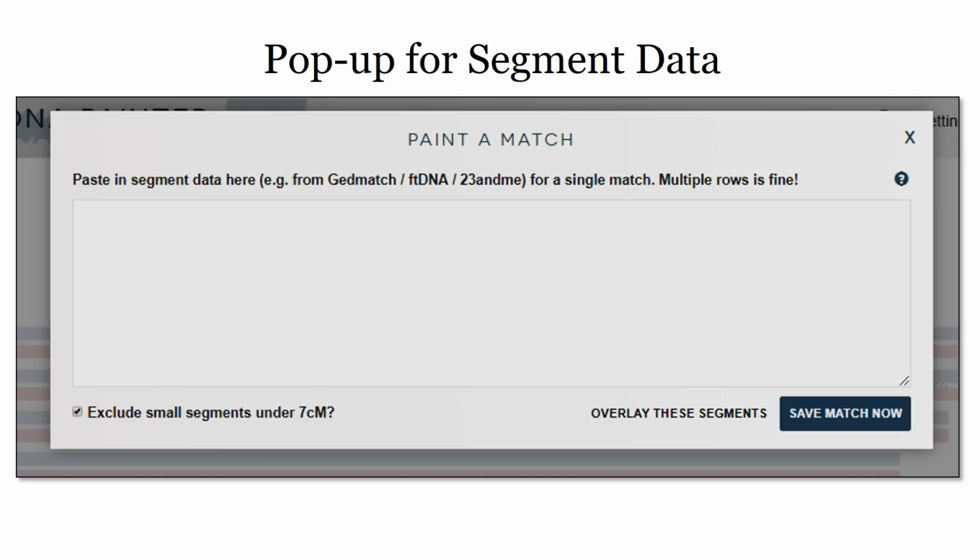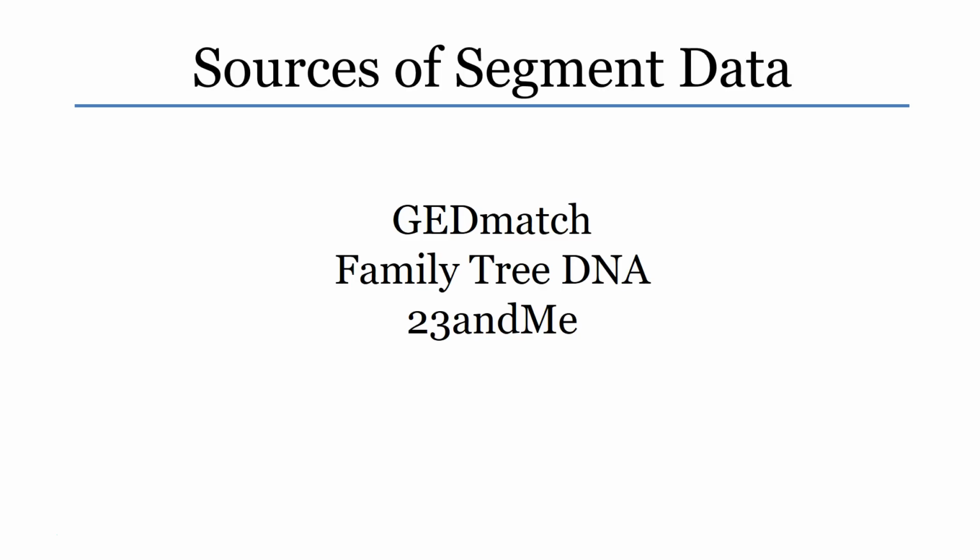Well, you can see here it says GEDmatch, Family Tree DNA, and 23andMe. And indeed, those are going to be the primary places currently that you're going to get segment data. And you might ask, how come Ancestry DNA isn't on here? Well, Ancestry DNA doesn't offer the segment data. So if there's someone you really want to map at Ancestry, you have to convince them to transfer to either Family Tree DNA or GEDmatch, for example, along with yourself, so you can get that matching segment data.